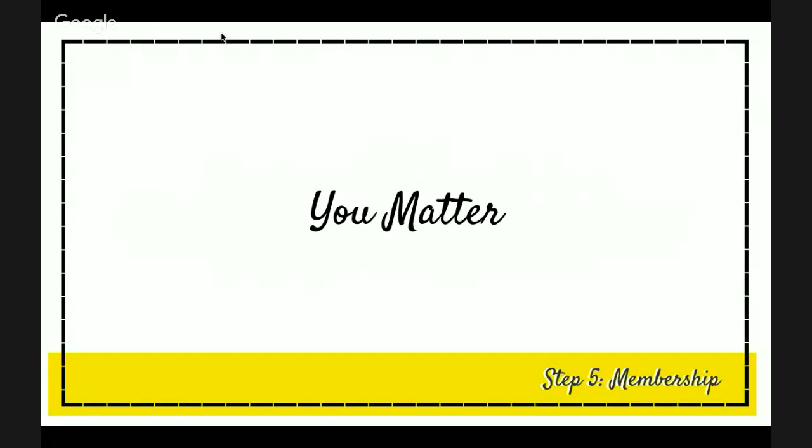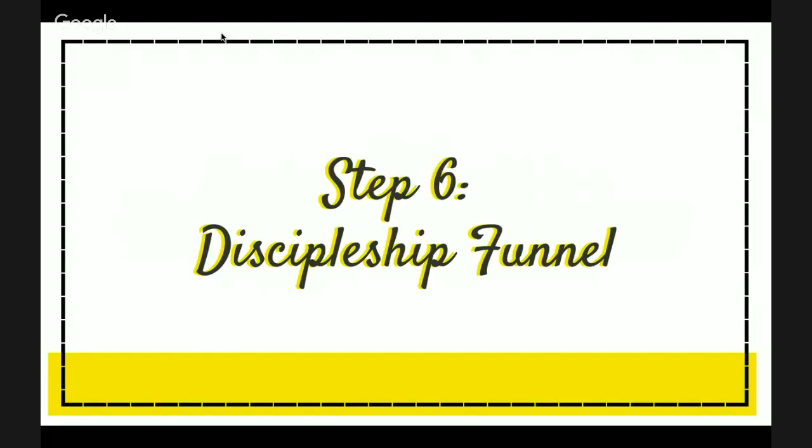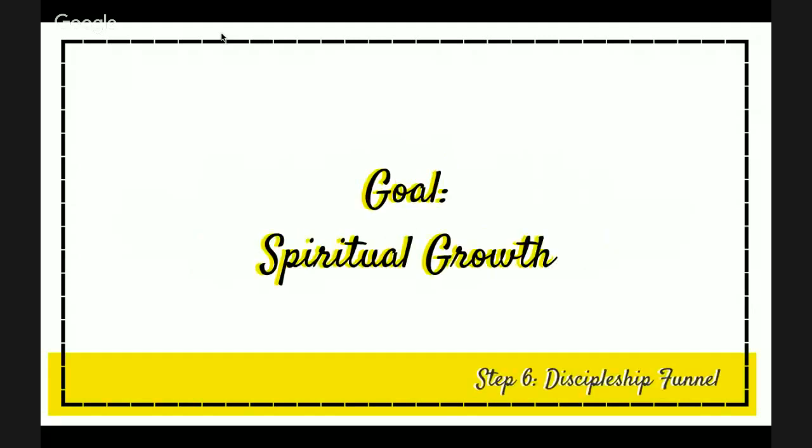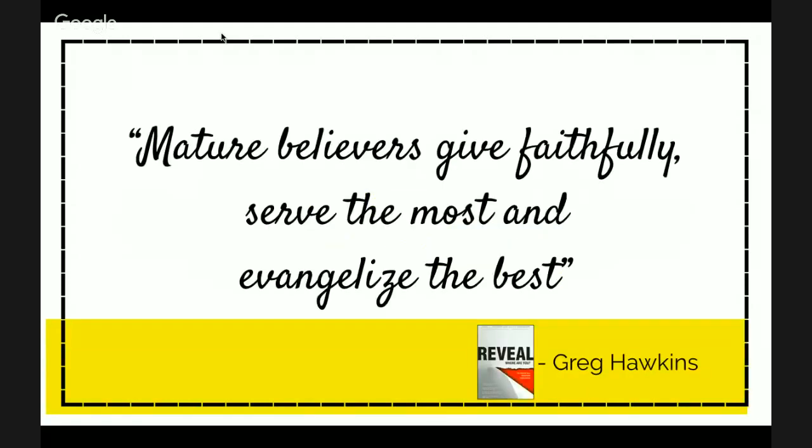All right, so here's the last step in the funnel, the last step in the attending to belonging process, and the 6 steps for attracting, connecting, and growing. And this is what I call a discipleship funnel or spiritual growth. And so the goal of this is spiritual growth. The goal of this process is to help people grow and mature in their walks with God. And the reason why is because mature believers, they give faithfully, they serve the most, and they evangelize the best. And that's a quote from Greg Hawkins from his book Reveal.